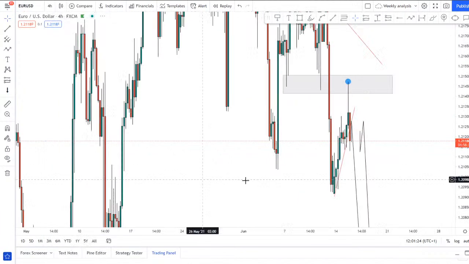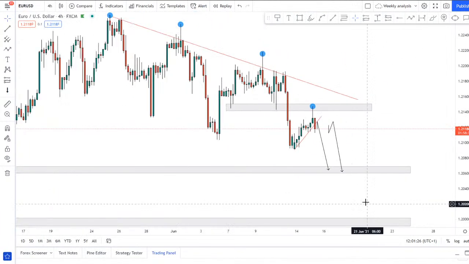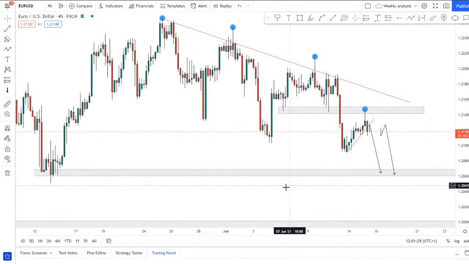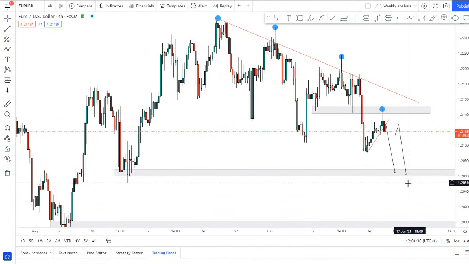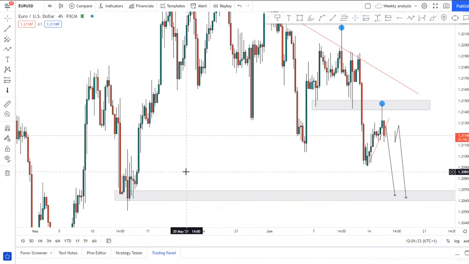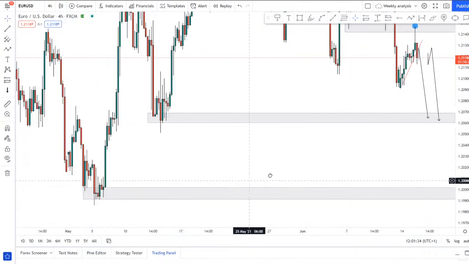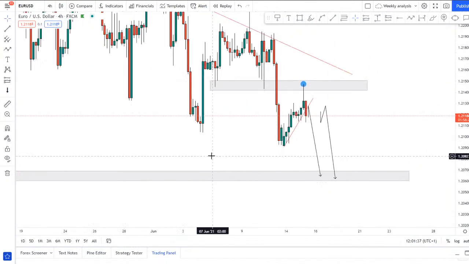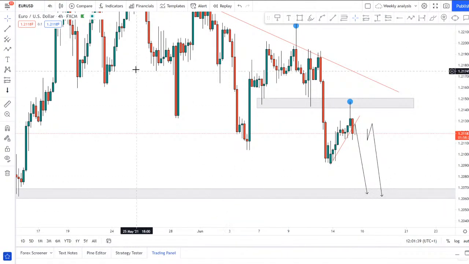Bias is to the downside for EUR/USD. Again, it looks like we could be getting another lower high there. Now looking for another lower low at that price support, and a break of that will take me to 1.2 into that support there.